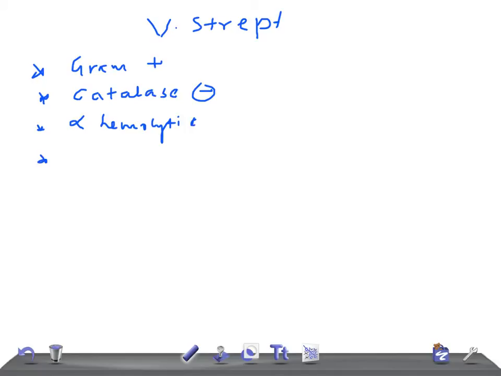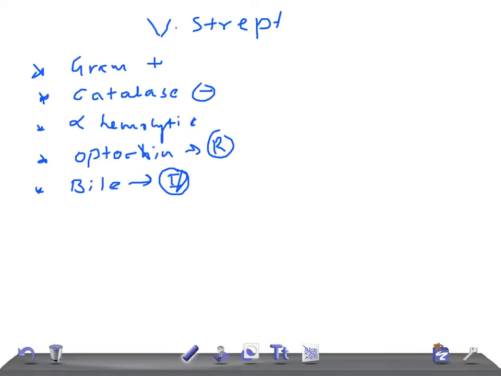Are they optochin sensitive or resistant? They are resistant. Okay. Are they bile insoluble or soluble? They are insoluble. Okay. So they are gram positive, catalase negative, alpha hemolytic, optochin resistant, bile insoluble. Right? Excellent. Now these are the important features.